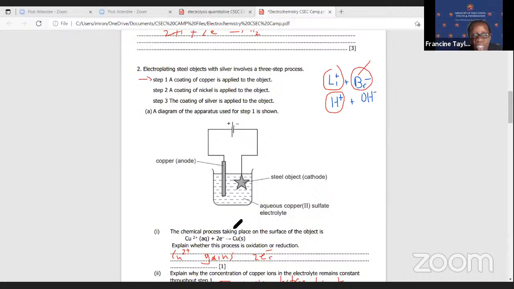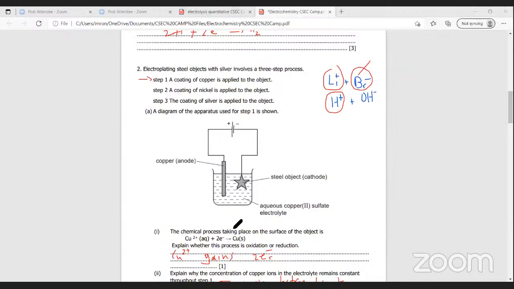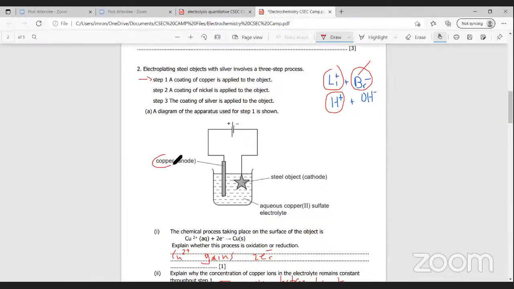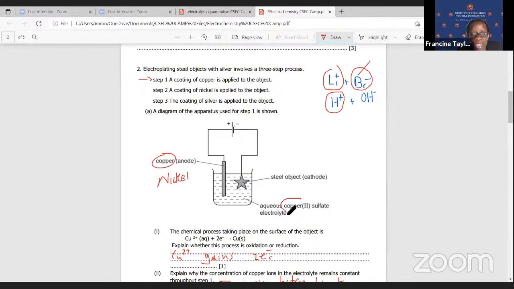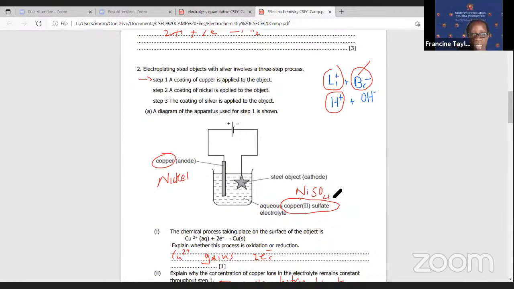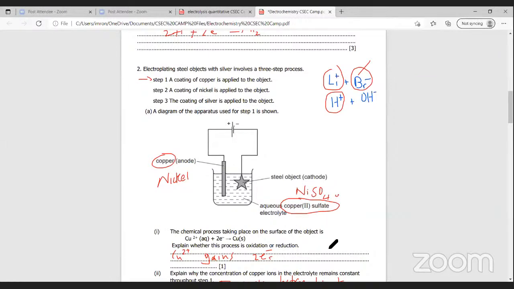Change electrolyte and anode to nickel. Nickel goes to anode. Change electrolyte. Well, they're not giving me an electrolyte yet. Use a nickel anode. Yes, so we change the copper to nickel, the anode. And what else would we change? They're saying use nickel nitrate electrolyte and use nickel anode. All right, so we could use nickel nitrate or nickel sulfate. Right? Nickel solution as electrolyte. Yes. Those are the 2 changes.